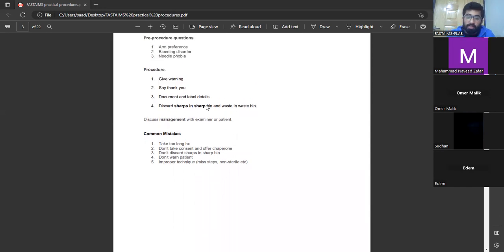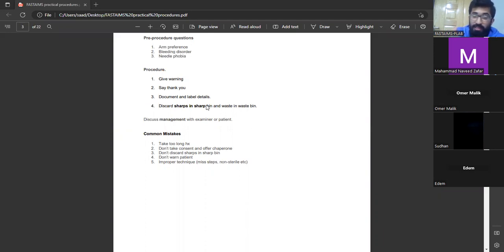And last, again this is also important, sharps. Do not leave needles and sharps on the table. You will lose marks if you leave those needles on the table. So always discard sharps in the sharps bin.